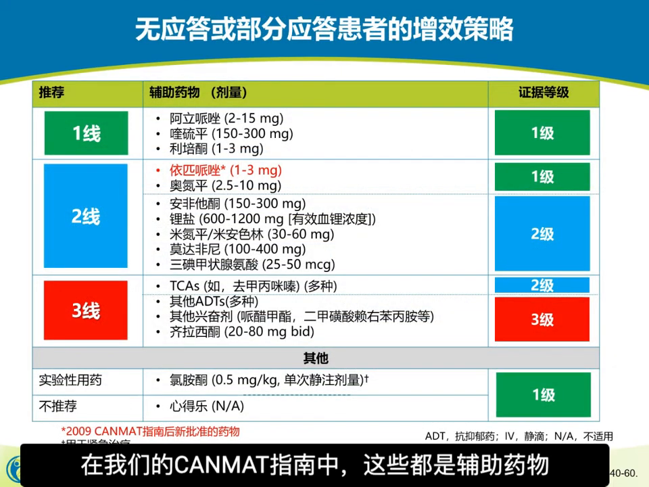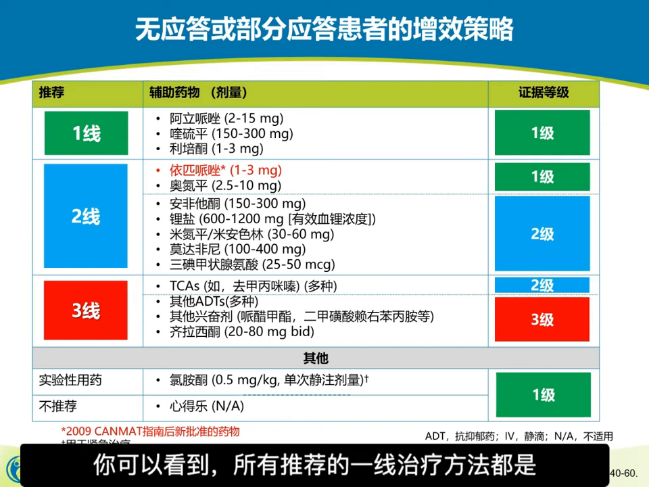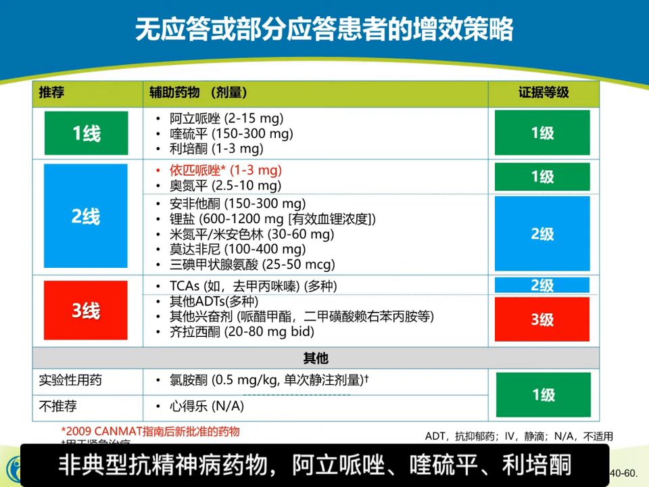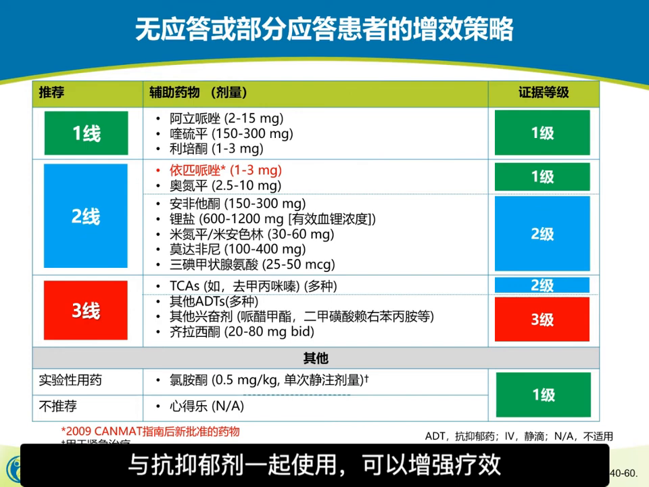In our CANMAT guidelines, these are the adjunctive strategies for people who have had no response or a partial response to their initial antidepressant. And you can see all of the first line recommended treatments are atypical antipsychotics: aripiprazole, quetiapine, and risperidone. And that's because there's a great deal of evidence to support the benefit of adding on one of those atypicals to an antidepressant in order to boost the effect.